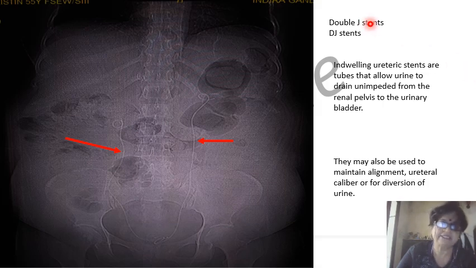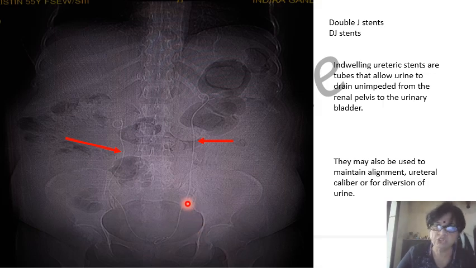Now, the double J stents, also known in short form as DJ stents, are indwelling ureteric stents that allow urine to drain unimpeded from the renal pelvis to the urinary bladder. If there is some issue that is not allowing the urine to come down into the bladder, you put a stent and there is unimpeded flow of urine into the bladder.